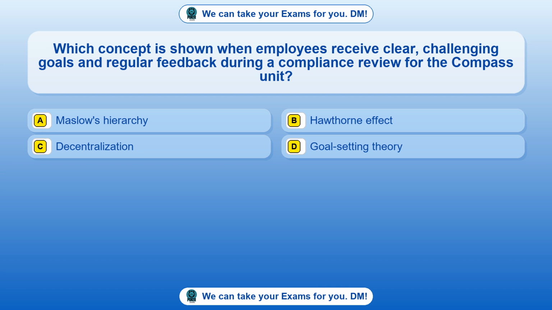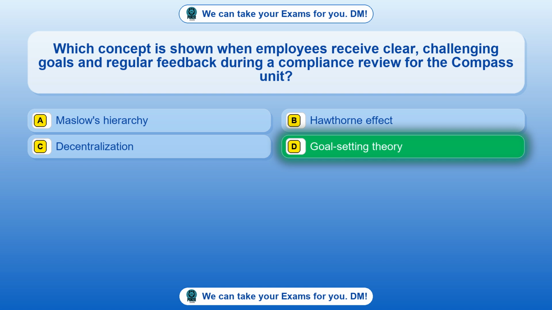Question 37. Which concept is shown when employees receive clear, challenging goals and regular feedback during a compliance review for the Compass unit? Option A, Maslow's hierarchy. Option B, Hawthorne effect. Option C, decentralization. Option D, goal-setting theory. The correct answer is option D, goal-setting theory.